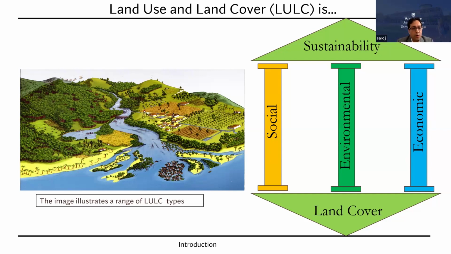So going forward, the only way to achieve sustainability is through policies, strategies, and managing land use land cover in a sustainable way. That's the only way we can achieve sustainability, because in an era of climate change, if we want to achieve sustainability, this is the way.